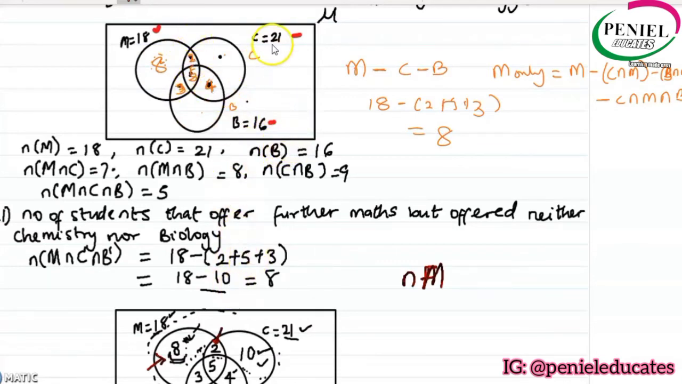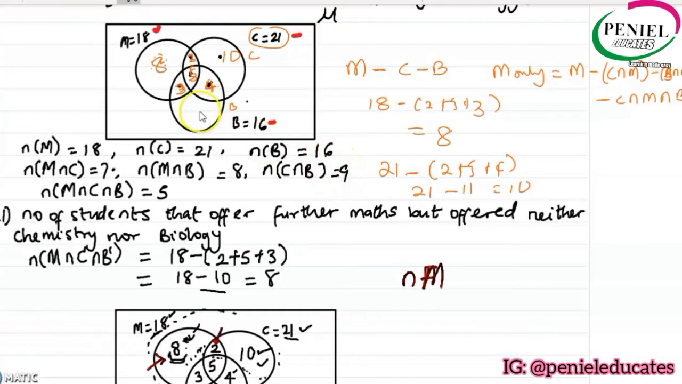You have 21 that are offering chemistry. So for you to find the people that are offering chemistry only, you just need to do 21, which is here, then minus 2 plus 5 plus 4. That is 21 minus 11. So we have 10 that offered chemistry only.